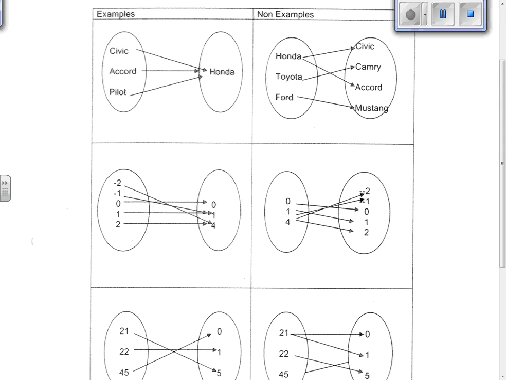The following mapping diagrams may help us with functions and non-functions. The first one has Civic mapping onto one thing, a Honda. So if you tell me Civic, I can only give you one answer, Honda. That is a function. Accord only maps onto one thing, Honda, and so on. Whereas beside it, on the non-example, if you give me the input Honda, I can give you two answers, Civic or Accord. That is not a function because for at least one of the inputs, there were two possible outputs.